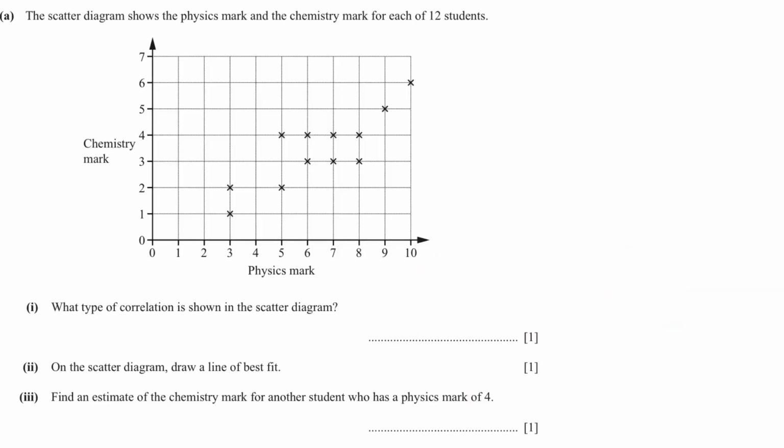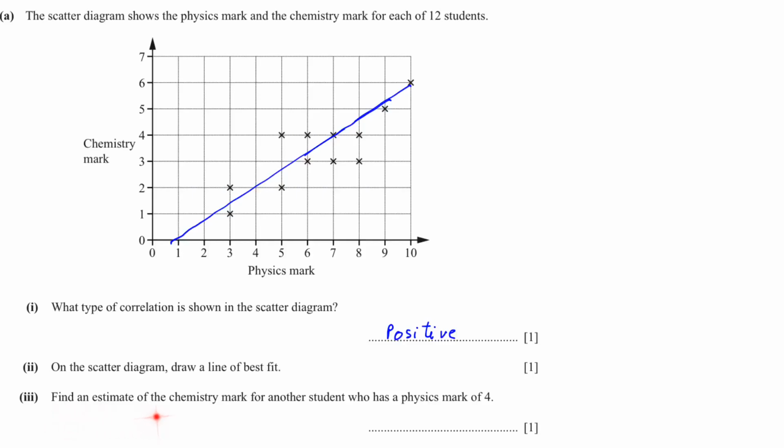So in this question we have a scatter diagram and the physics marks are given on the x-axis and the chemistry marks on the y-axis. A1, what type of correlation is shown in the scatter diagram? You can see the points are going upward. So that is a positive correlation. A2, on the scatter diagram, draw a line of best fit. When you're drawing a line of best fit, try to have equal points on either side. So this is your line of best fit.